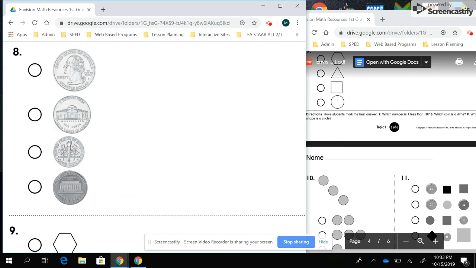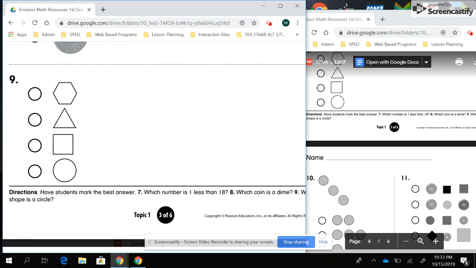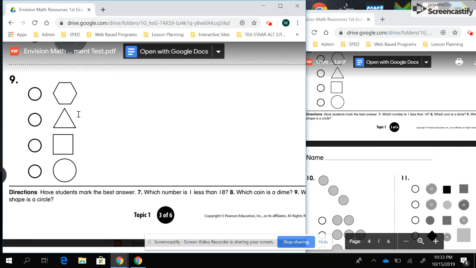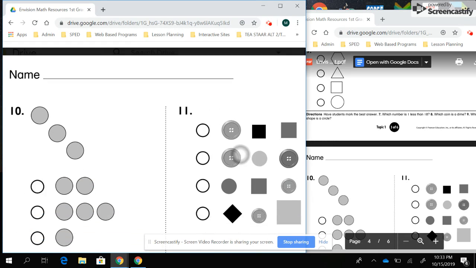Question 8. Which coin is a dime? Please bubble in the dime. Question 9. Please bubble in the circle. You have 4 shapes, A, B, C, and D. Please bubble in the circle at this time.